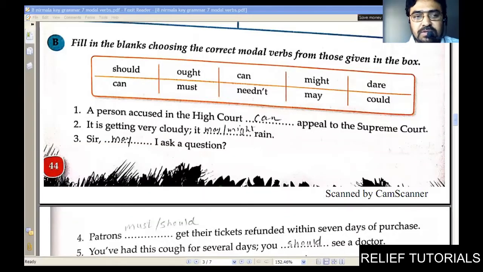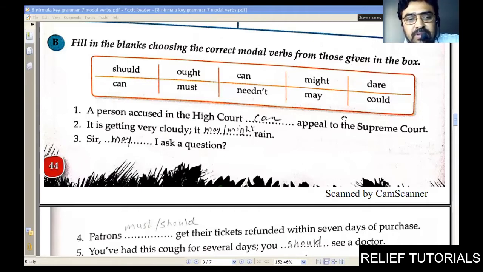So here you have your textbook, and we have now some exercises, some blanks over there. Fill in the blanks choosing the correct modal verb from the given table. We have been given should, ought, can, might, dare, can, must, need, may, could. So let's see. You better remember the usages that we have discussed in the first video, the first part I should say.